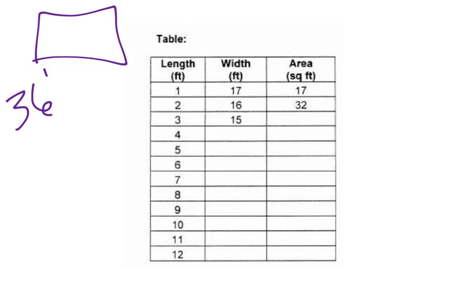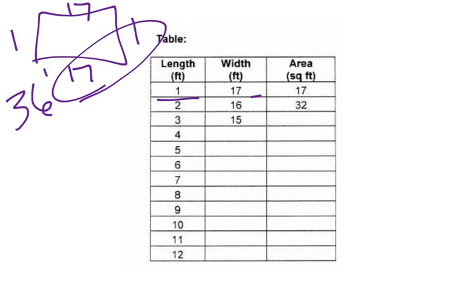You have to build the fence, and so if you have a length of 1, your width would be 17, because 1 plus 17 plus 1 plus 17 would equal 36. Okay? Half of 36 is 18, right? So the 2 have to equal 18. So if it's 2, my width would be 16. For a length of 3, my width would be 15.